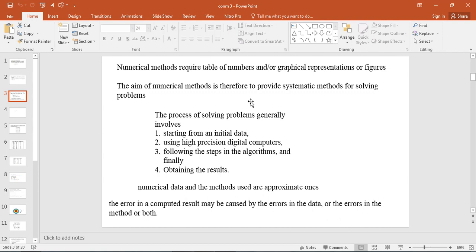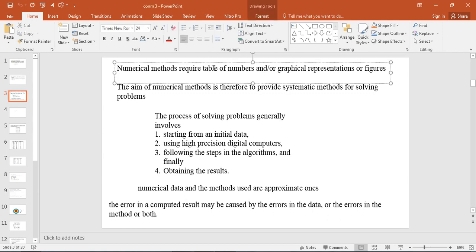Numerical methods are the methods by which we are going to solve the problems. The data given to the numerical methods will be either in tabulated form, or graphical form, or it can be a figure. It doesn't matter. I take this data, put it into the mathematical model, and get the result. Either I will get the result or I will not. If it converges, I will get the result. If it diverges, I will not get the result.